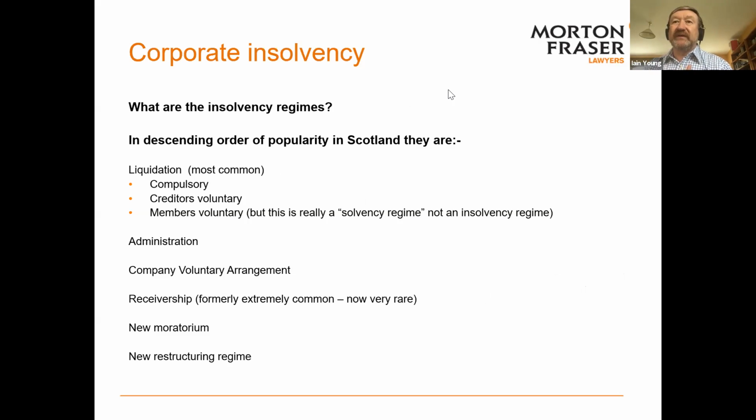So what sort of different types of insolvency regime are there? In Scotland, the most common types of insolvency regime are liquidation, which is the most common. There's three types of liquidation: compulsory, where the court orders that the company is placed into liquidation; a creditor's voluntary liquidation, where the process is kicked off by the creditors and they take control and drive the process; or a member's voluntary liquidation, which is generally where the company or the SKIO would be solvent.